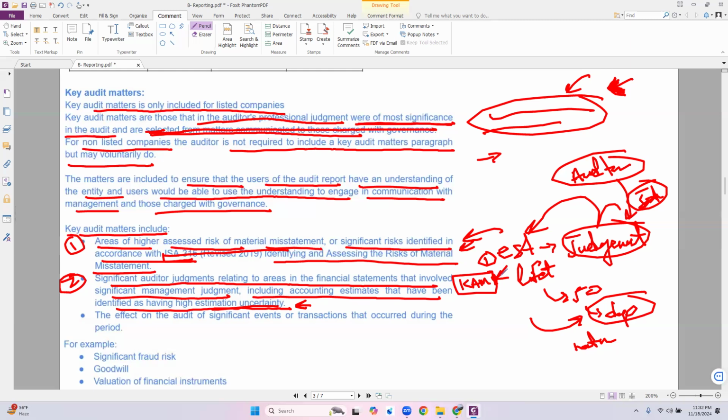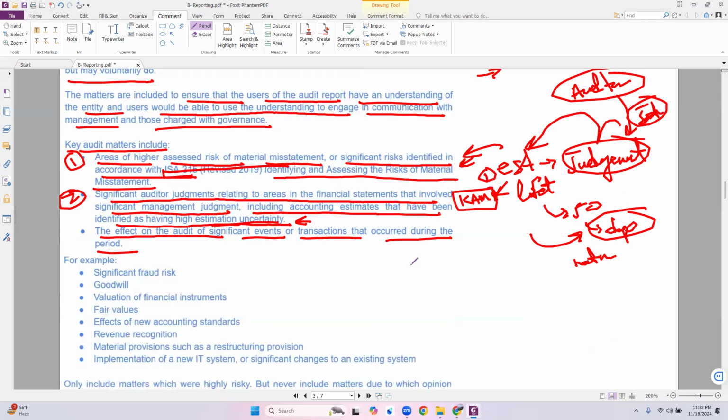Great. The next point: the effect on the audit of significant events or transactions that occurred during the period. What is meant by this, by the way? Can you let me know what is meant by this? Okay, let me tell you something very important.